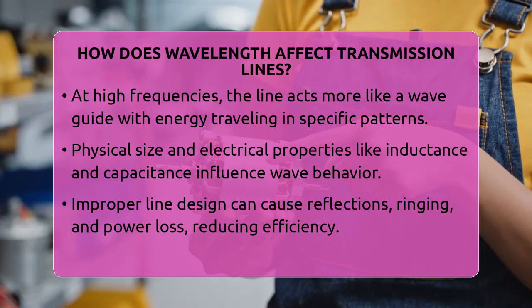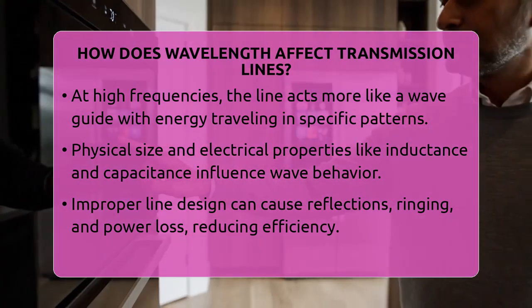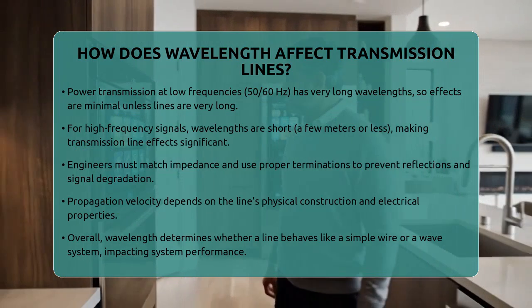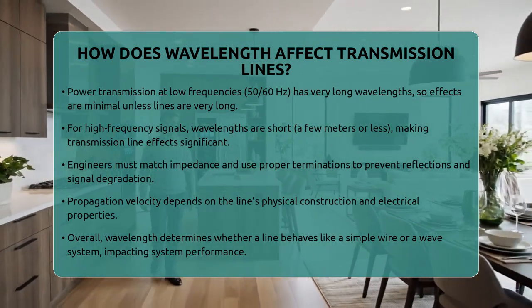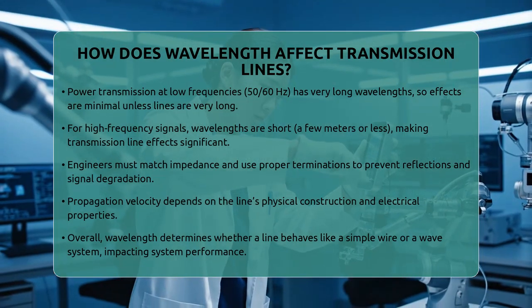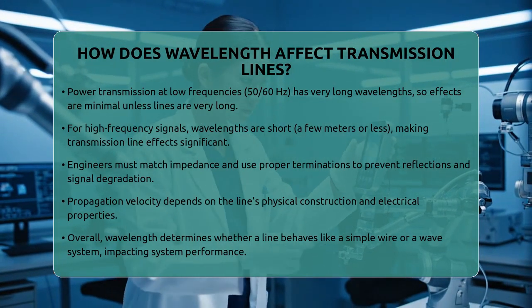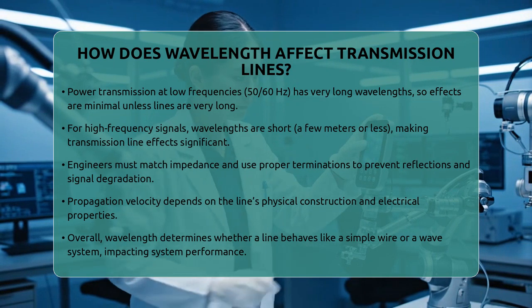Engineers need to match impedance and use proper terminations to prevent reflections and signal loss. They also consider the propagation velocity, which is how fast the wave moves through the line. This depends on the physical construction of the line and its electrical properties.